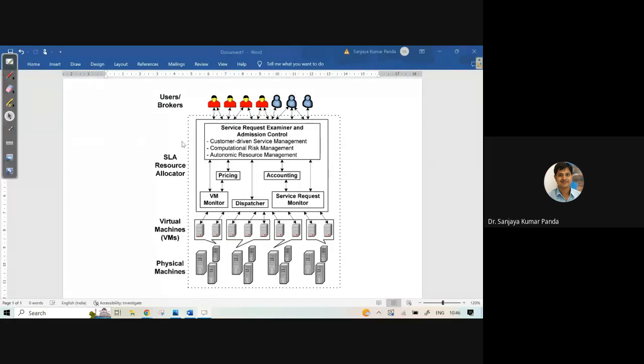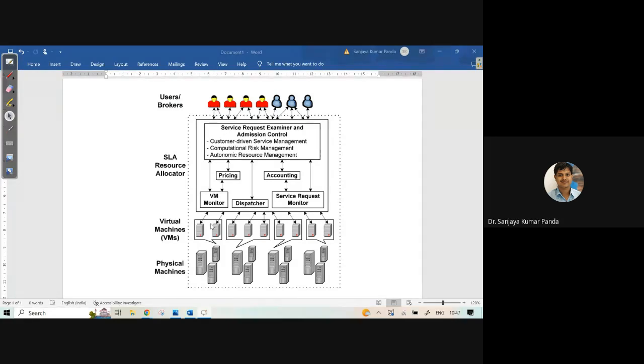So you can say it also acts as an interface between whom? Your user and broker and the data center or cloud service provider, or you can say these virtual machines and physical machines, or you can say a set of servers. It is just like an intermediary between two different components.